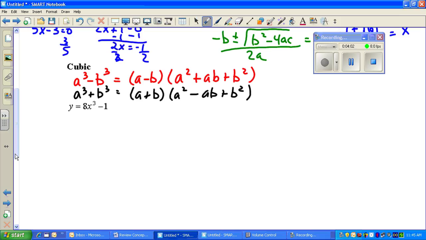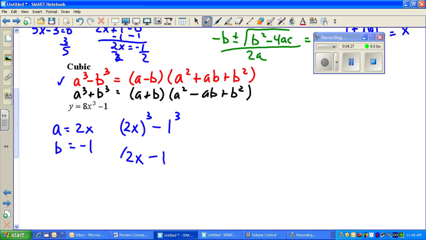I believe it was on your proficiency test last year. And so I need to identify a. Who is a in this? A is 2x. It's not 8x. It's 2. 2 is being cubed as well. So this could be rewritten as 2x cubed minus 1 cubed. And so following the format here, a, which is 2x, I'm going to subtract b. Then I'm going to take a, and I'm going to square it.